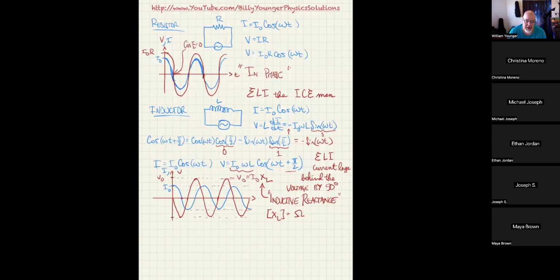All right, well, let's go ahead and look now at what the capacitor is going to do. Now, the capacitor is a little more complicated because unlike the last one where we could just take a derivative, this one we actually have to do an integral. So I'm going to say capacitor.